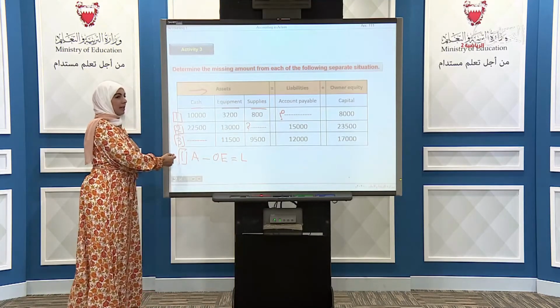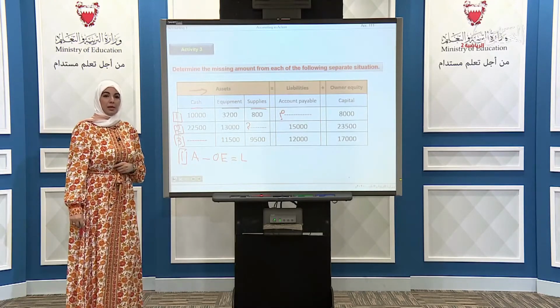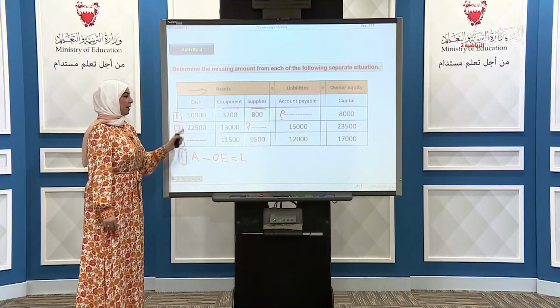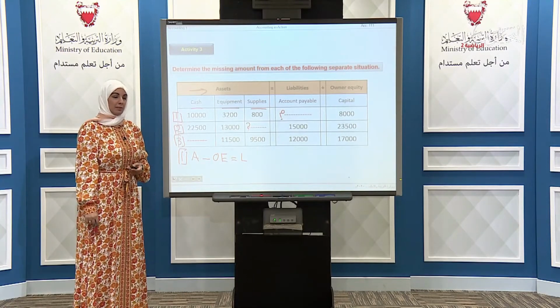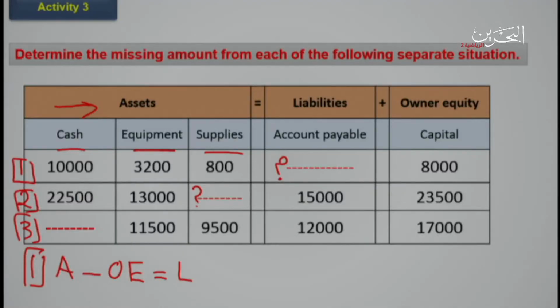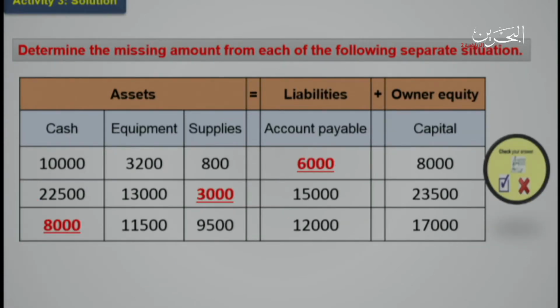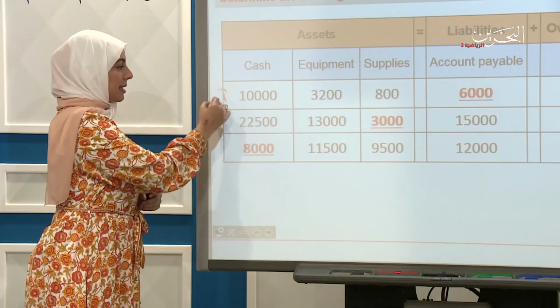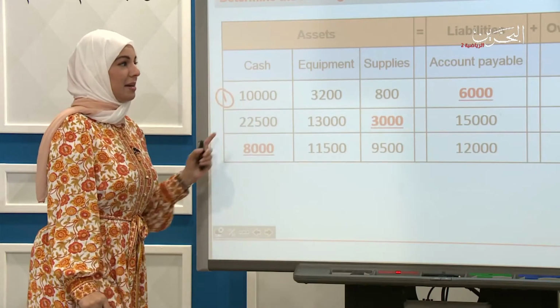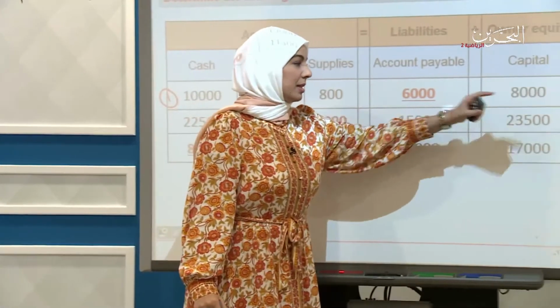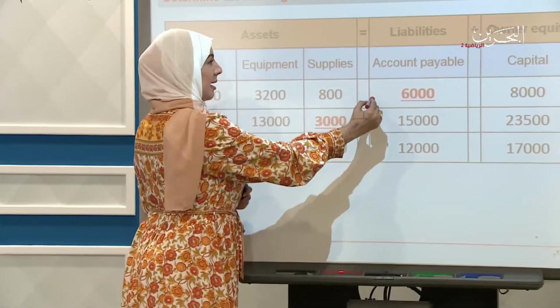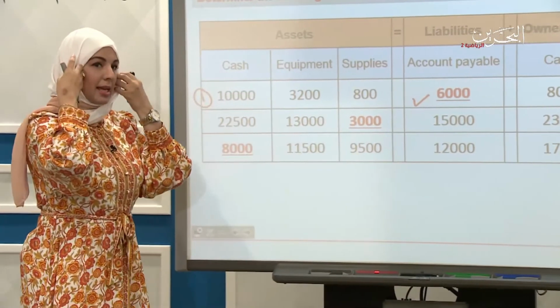After explaining the first one, can you guess, my dear student, how we can get the figure in the second and the third example? After you think about the missing figure, let us see how we can find it. As we say, for the first one, I take the total assets and I subtract the owner equity 8,000 from it, and I get the liability of 6,000.